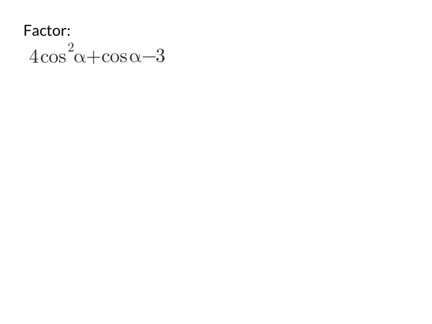Let's do one more. We have 4 cosine squared of alpha plus cosine of alpha minus 3. So first, we think of something a little bit easier, like 4x squared plus x minus 3. And how would we factor that? Well, we'd break it into 4x and x. Since I need factors of 3, they're going to make a 1. That would be 3 and 1, because on the outside we'll have 4x. On the inside we'll have 3x. So plus 4x minus 3x would be that 1x that's in the middle.